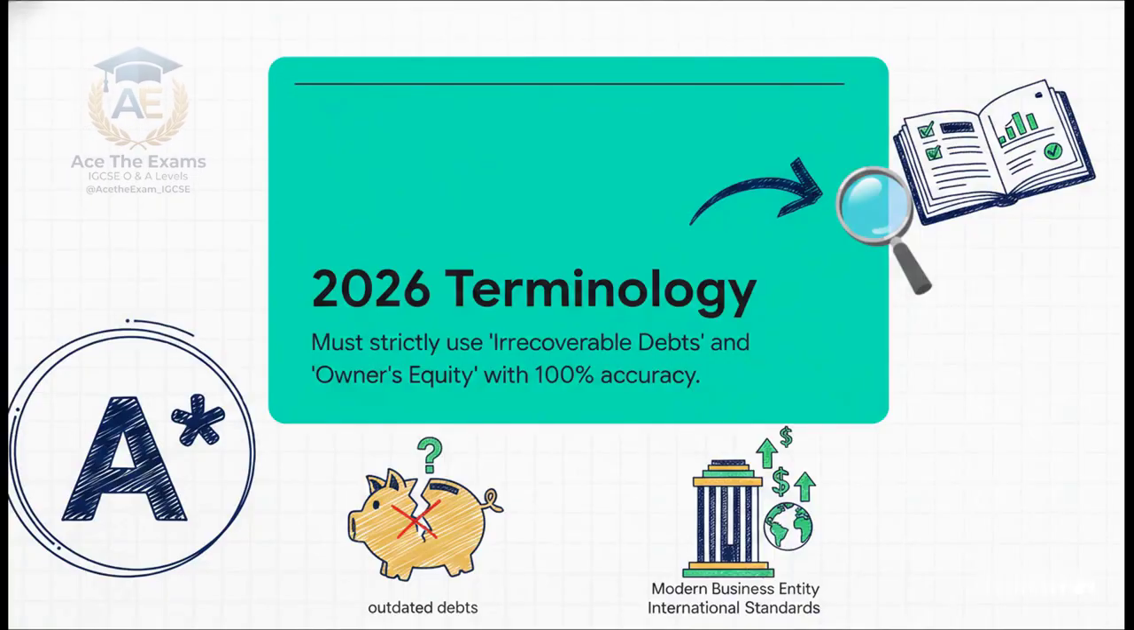Okay, putting on the senior examiner hat for a second, I really need to stress something here. The updated 2028 to 2030 syllabus demands absolute, 100% accuracy with modern international terminology. If you're chasing that A-star, you have got to completely ditch any outdated terms. You need to be consistently using irrecoverable debts instead of bad debts, and owner's equity instead of just capital.